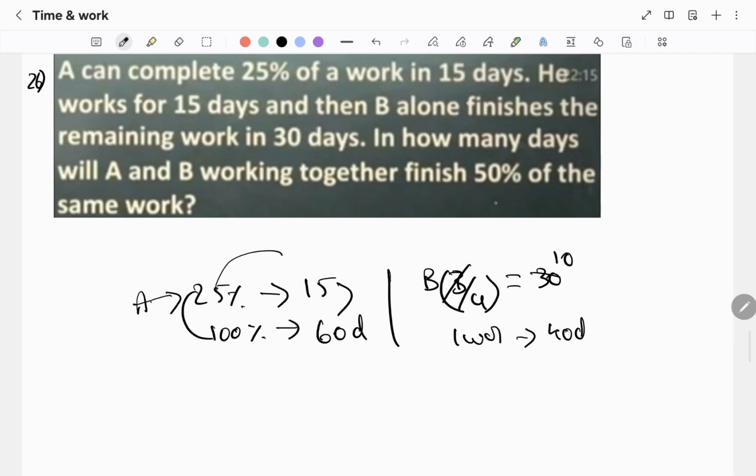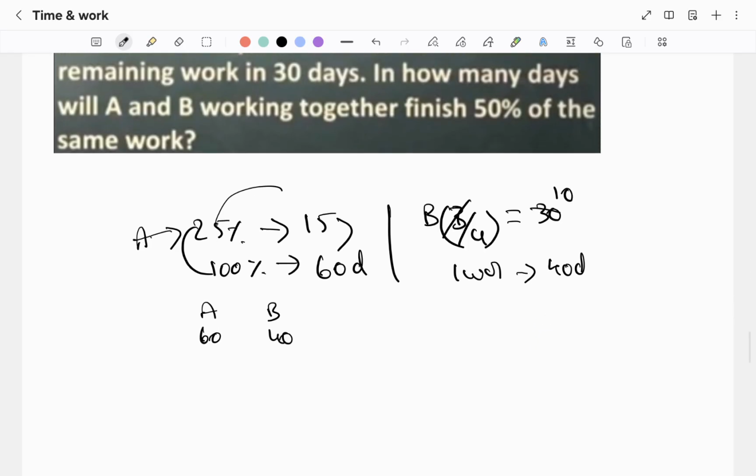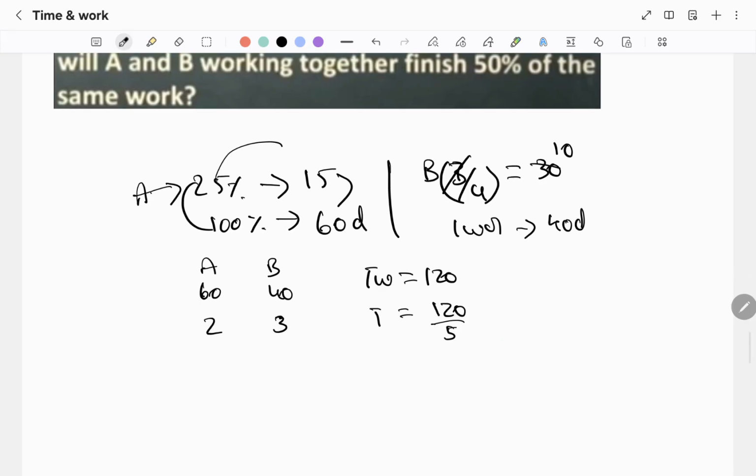So what are they asking? A is 60, B is 40. In how many days will A and B together finish 50% of the work? Okay. So together, first of all, total work is equal to 120. 6 twos, 4 threes. So time taken to finish is 120 by 5, which is 24 days. To complete half of the work, 12 days.